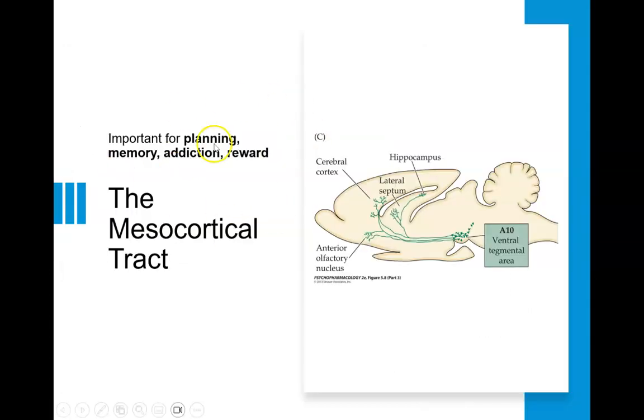And then finally, we have the mesocortical tract, again, starting in the ventral tegmental area and basically terminating in areas of the cerebral cortex. This pathway is going to be really important for things like planning, memory, and it also has, like the mesolimbic pathway, some implications in addiction and reward.